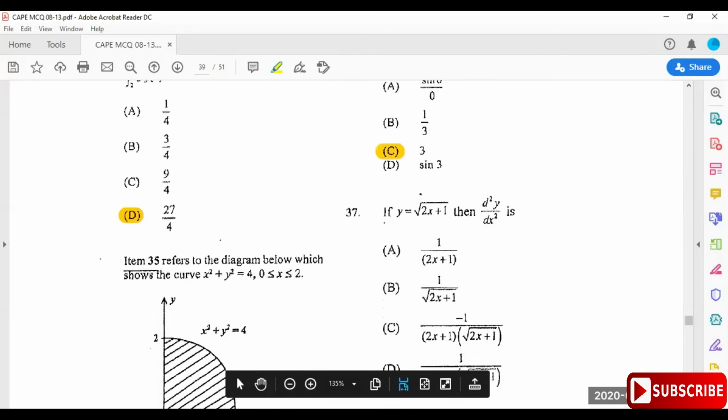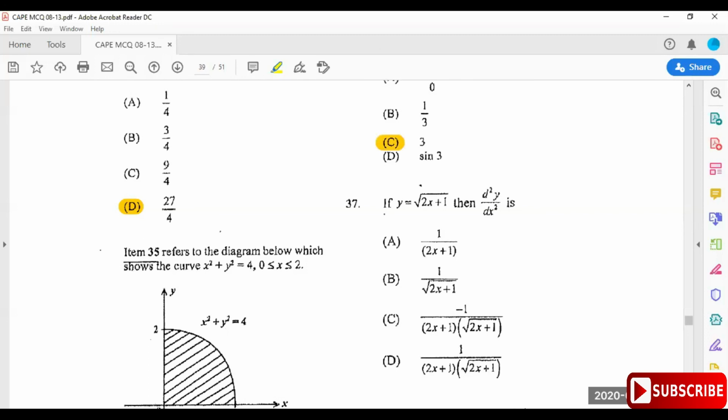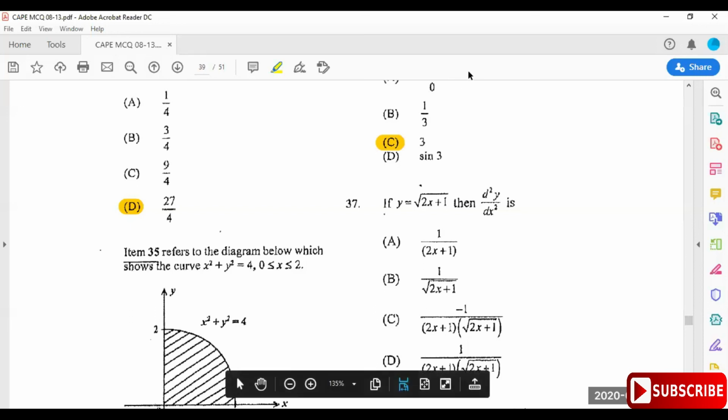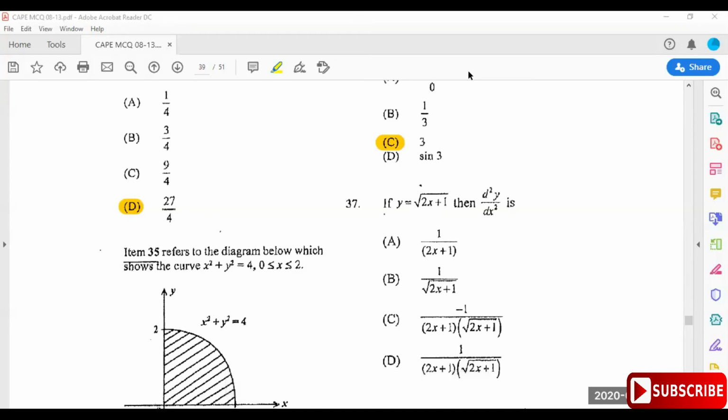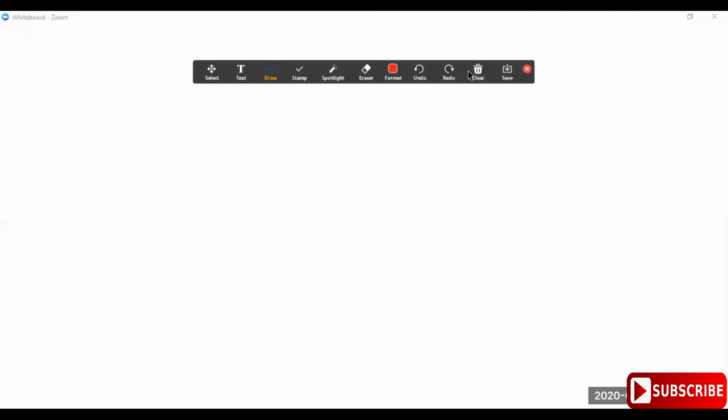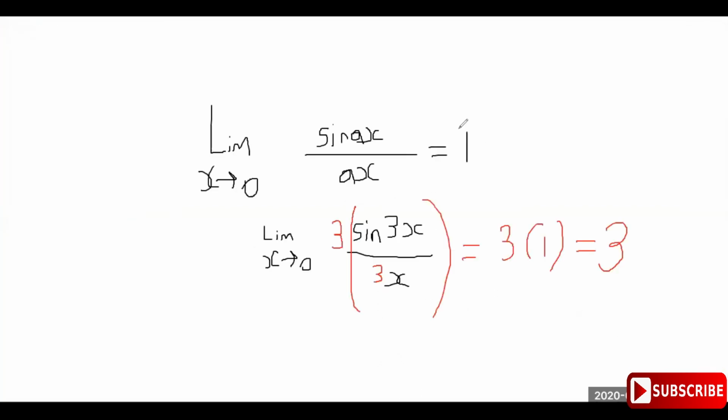Question 37, there are 2 ways to do it. Later on, when you're doing Unit 2 next year, everybody, you learn implicit differentiation. That makes it easier. But for now, we'll do regular differentiation using chain rule, product rule and quotient rule. The boring way. So we have y is equal to the square root.